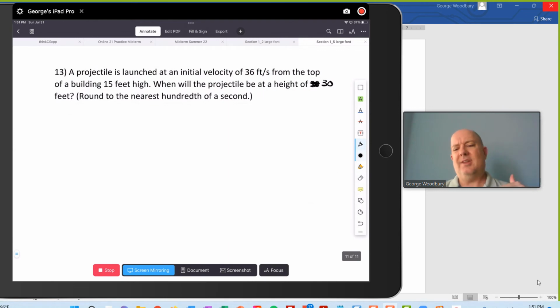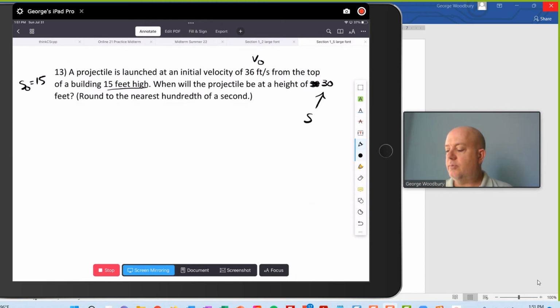Because if a is negative, then your denominator is negative, and it becomes a lot more challenging to work through the quadratic formula. We're going to try one more. A projectile is launched at an initial velocity of 36 feet per second. There's our initial velocity. From the top of a building that's 15 feet high, that's our initial height. When will the projectile be at a height of 30 feet?